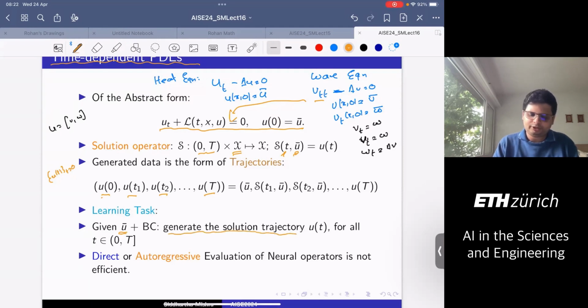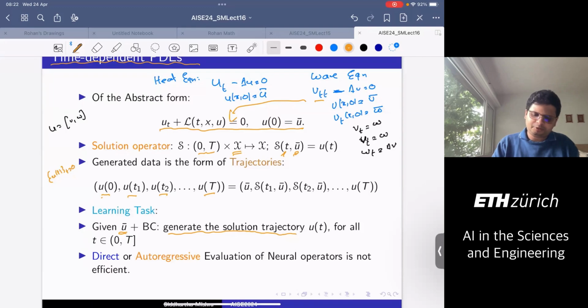The entire solution trajectory for all times t. So this is the basis of this entire method, that you have to generate the entire trajectory. And as I explained in the last lecture, you could do it with neural operators. You could have used either direct or autoregressive evaluation, and this was not efficient in any way, shape, or form.